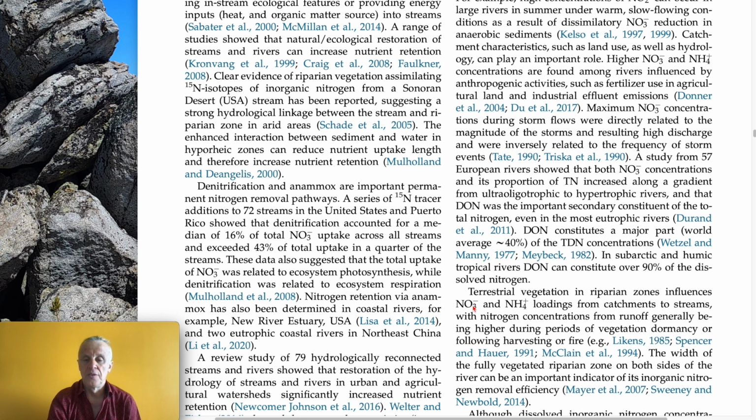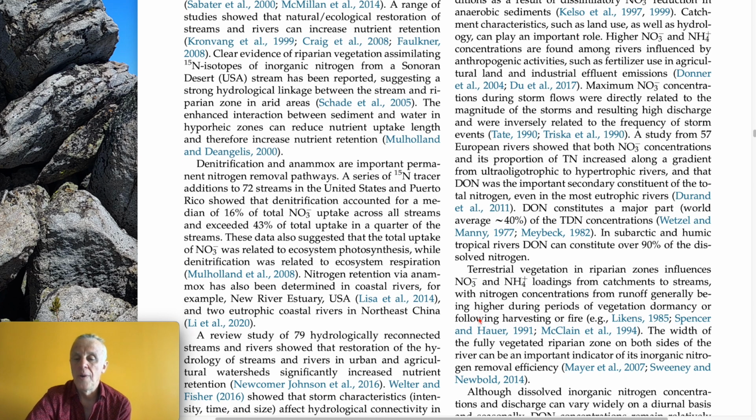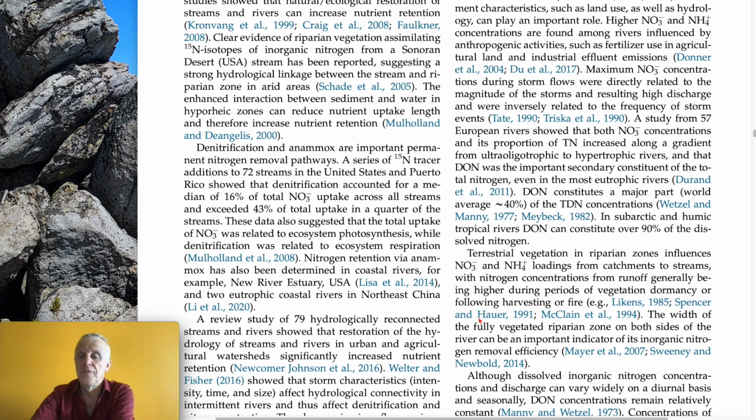Maximum nitrate concentrations during storm flows were directly related to the magnitude of the storm and resulting high discharge, and inversely related to the frequency of storm events. A study from 57 European rivers showed that both nitrate concentration and its proportion of total nitrogen increased along a gradient from ultra-oligotrophic to hypertrophic rivers, and that dissolved organic nitrogen was the important secondary constituent of the total nitrogen, even in the most eutrophic rivers.